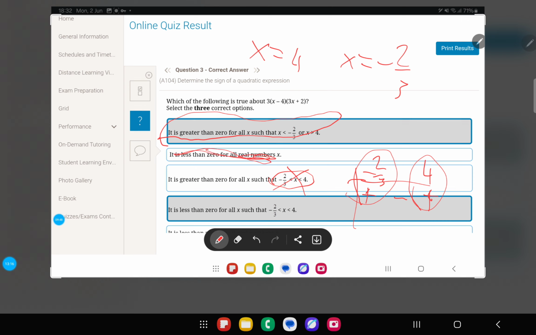Now, it is less than 0 for all x such that negative 2 over 3 less than x less than 4. Less than 0, we're talking about the negative, the one in the middle. So that means it's between: negative 2 over 3 less than x, and x is less than 4. When they ask for whatever sign, it might be positive or negative. For example, if it was positive here, it would be greater than 0 and between.